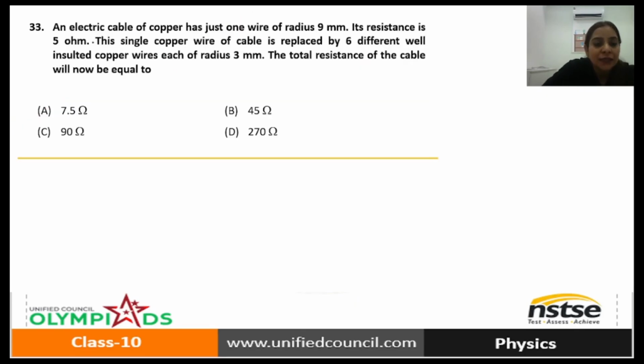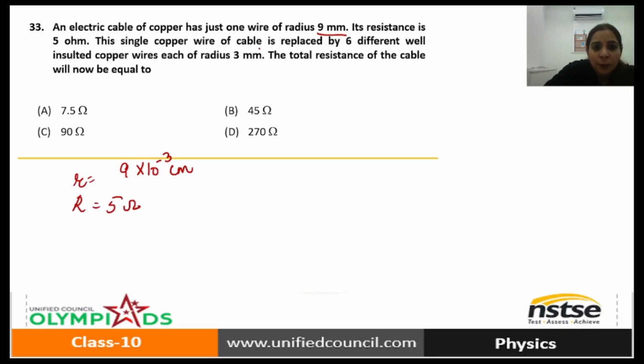Now the question says, an electric cable of copper has just one wire of radius 9 mm. We can write its radius in centimeters, converting it into 9 into 10 raised to power minus 3. Let's say its resistance is 5 ohm.